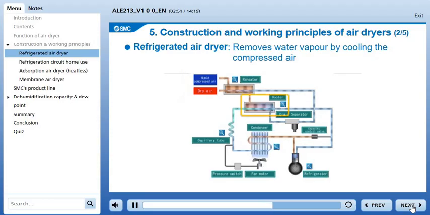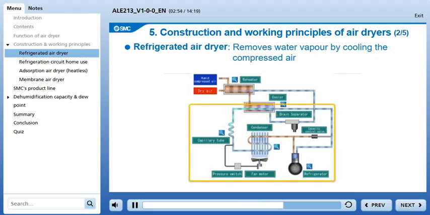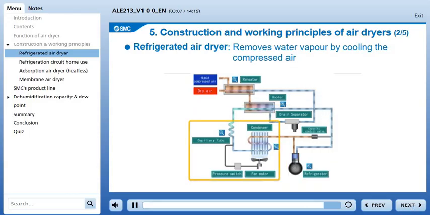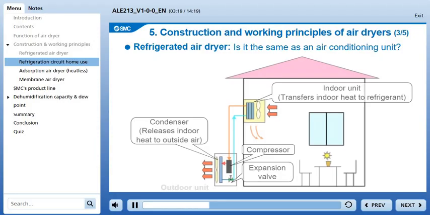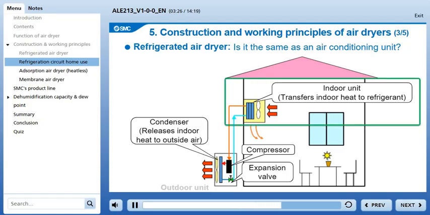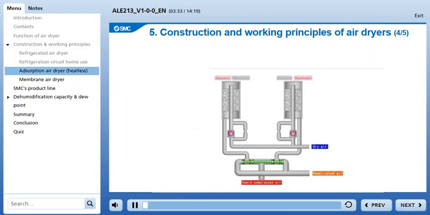The cooler section is cooled by a refrigeration circuit. Refrigerant gas, which acts as a heat medium, is sealed inside the refrigeration circuit and circulated by the compressor. This refrigerant changes state as it passes through each component, taking away heat from the compressed air in the cooler section. The refrigeration circuit used in a refrigerated air dryer is also found in familiar home appliances such as refrigerators and air conditioners. For example, the indoor unit of an air conditioner is equivalent to the cooler section of an air dryer.